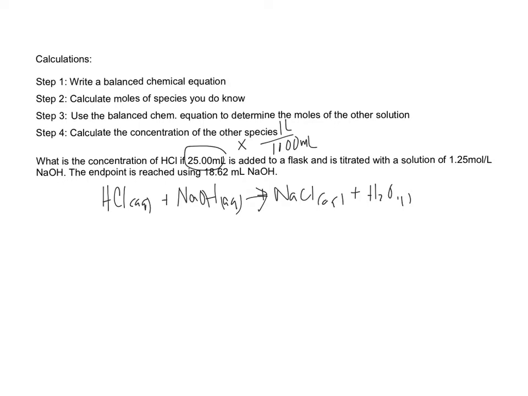So we've got 25 milliliters of acid, which is 0.025 liters. We know we've got 1.25 mole per liter base and 18.62 milliliters, which is 0.01862 liters. So you're going to calculate the moles of base, convert it using mole ratio, and then you have moles and liters. You can calculate concentration.